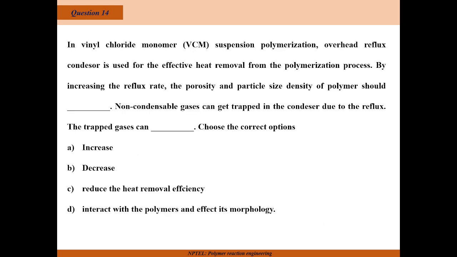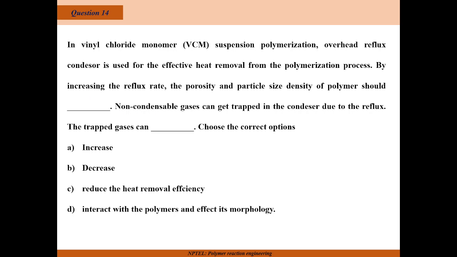Okay. So in VCM suspension polymerization, an overhead reflux condenser is used for effective heat removal from the polymerization process. By increasing the reflux rate, the porosity and the particle size density of the polymer should dash. Non-condensable gases get trapped in the condenser due to reflux. The trapped gases can dash. So there are two things that we need to know, and any of the four options can be the answers for both of these.